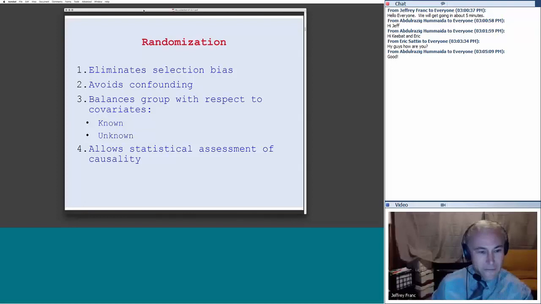And then finally, number 4, which I think is really important, it allows us to assess causality. So we talked about randomized controlled trials being really the only type of statistical design that allows assessment of causality. And that's what we like to know. Does one thing cause another?